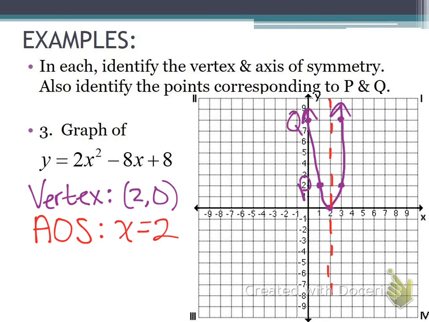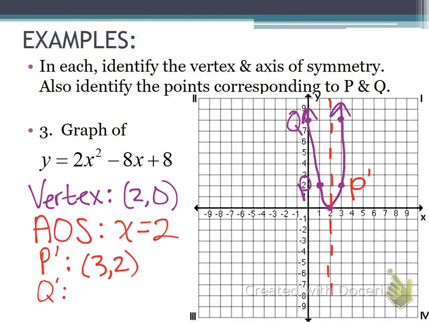Finally, we are asked for P prime and Q prime. These are going to be points. If I labeled point P as being at 1, 2, P prime is the mirror image of that on the other side of my axis of symmetry. What point is that? 3, 2. So over here is where I would find P prime.